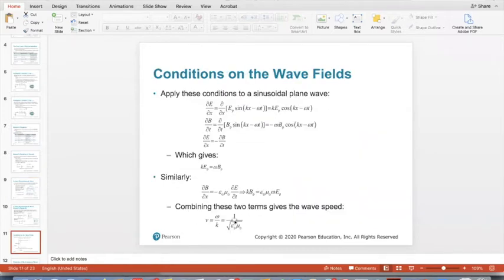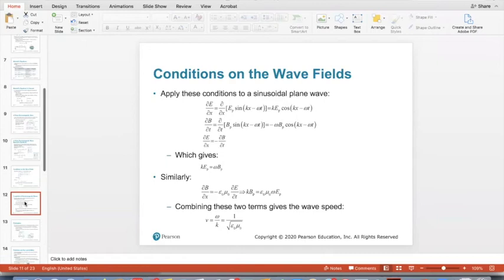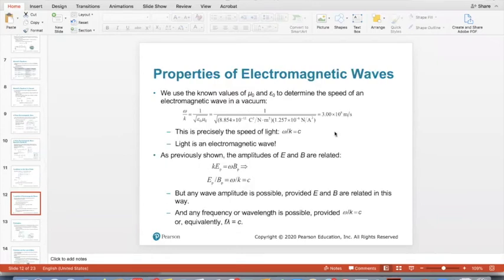And that moves at this speed, 1 over the square root of epsilon naught mu naught. We have a name for that. The speed at which light moves, we call that the speed of light. Just plugging in our numbers for epsilon naught and mu naught, it's about 3 times 10 to the 8th meters per second. And remember, wave speed is frequency times wavelength. So for any kind of light, the frequency in hertz times the wavelength in meters always equals the speed of light.